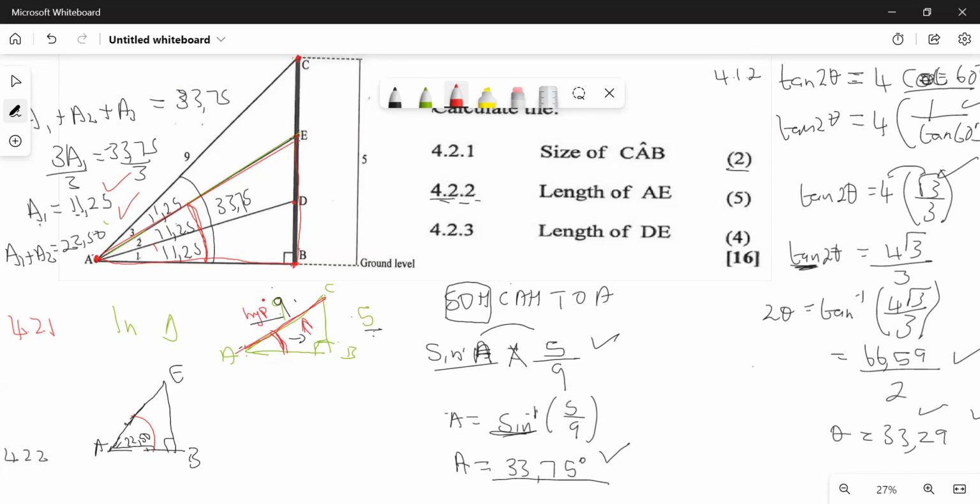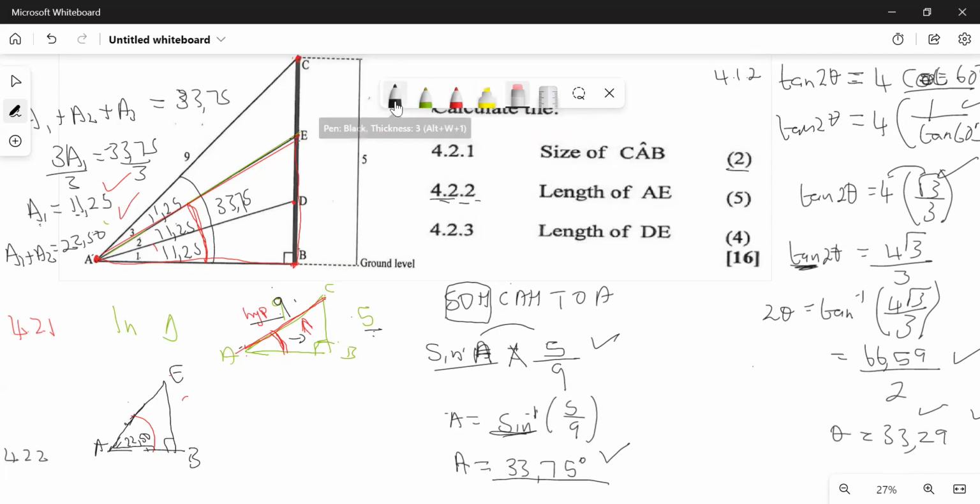We still want to get AE. We are not any closer to getting AE because now we don't know what this side is. We don't know all the different sides. And for us to get at least AE, we need at least one more side. So I will propose that we go back to the previous triangle that we were using.